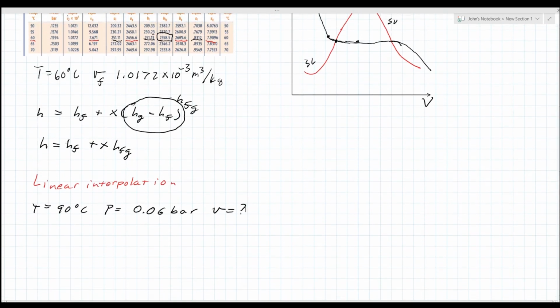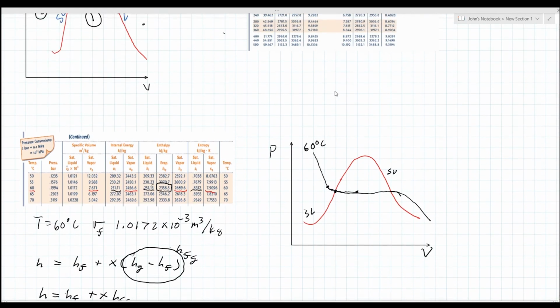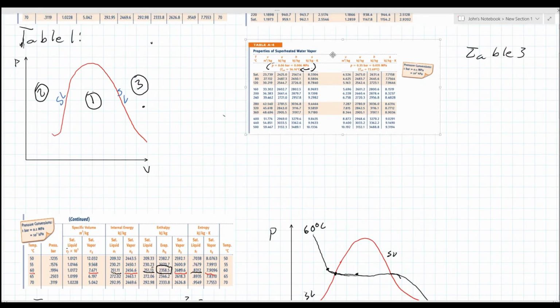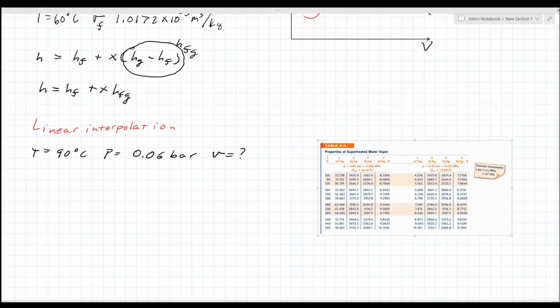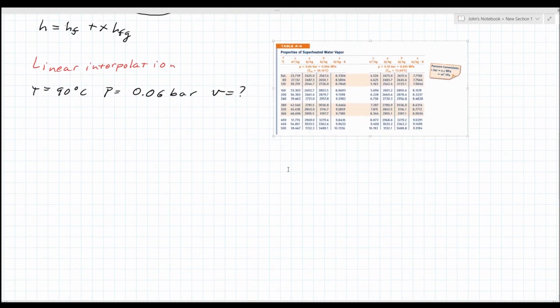Sorry, my computer is not wanting to cooperate. There we go. Sorry, my mouse disconnected. Here's the table. So, 90 degrees, 0.06 bar. As you can see, at 0.06 bar, 90 degrees is superheated vapor. I'm past the saturated temperature. Well, there's no values for 90.